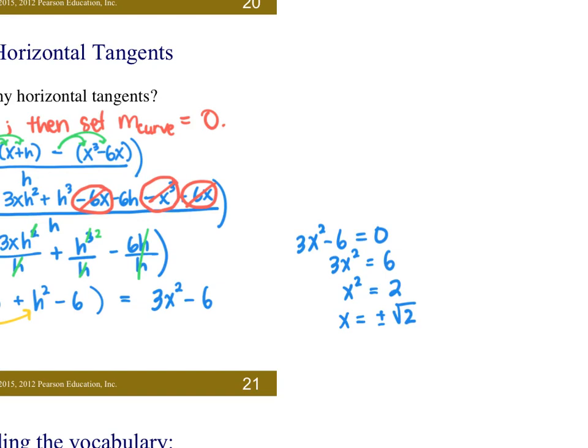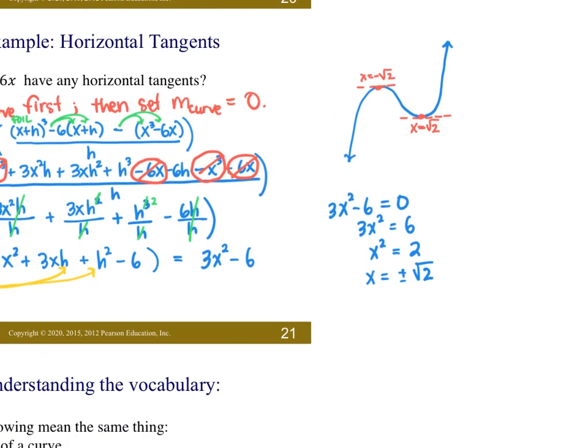So the visual of that is a graph that looks like this, that will have a horizontal tangent skimming across the maximum right here, and another horizontal tangent skimming across the minimum. This one is where x is negative square root 2, and this is where x is positive square root 2. So it had 2 horizontal tangents.